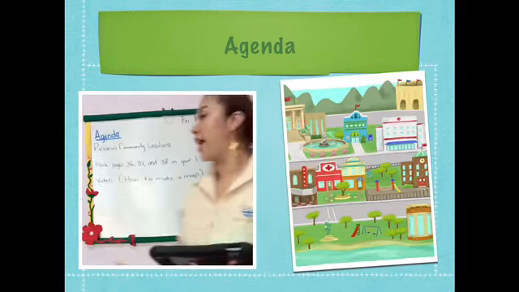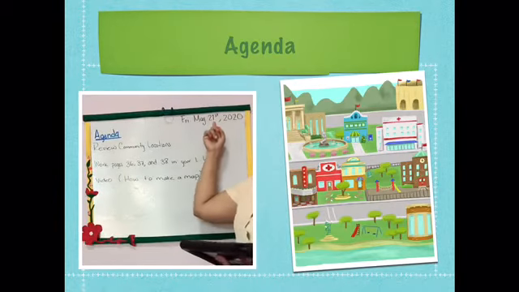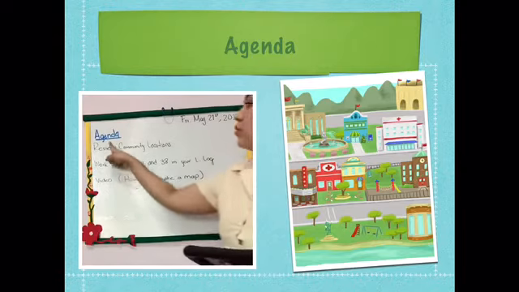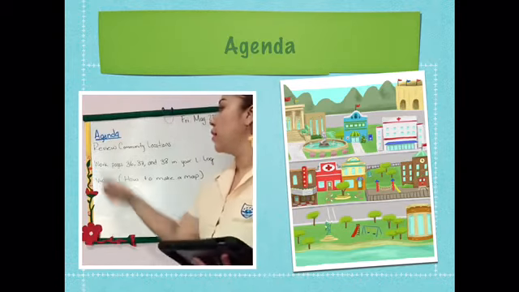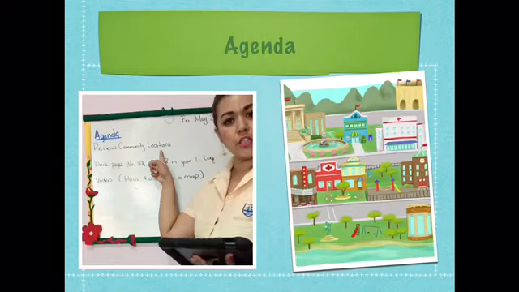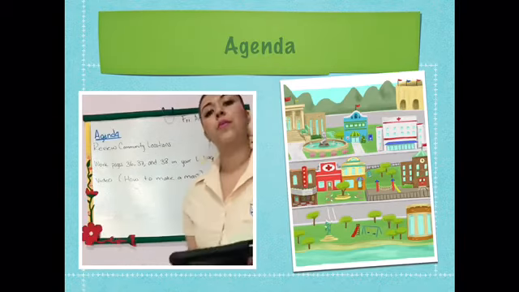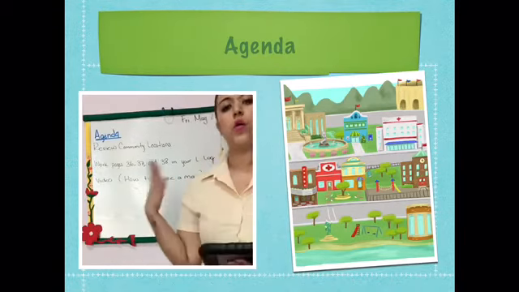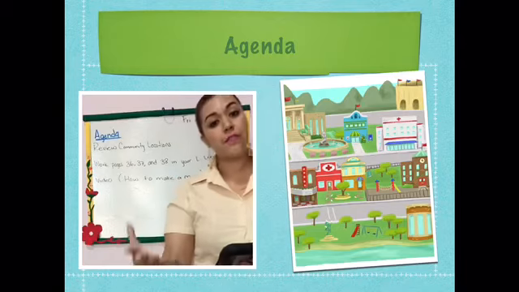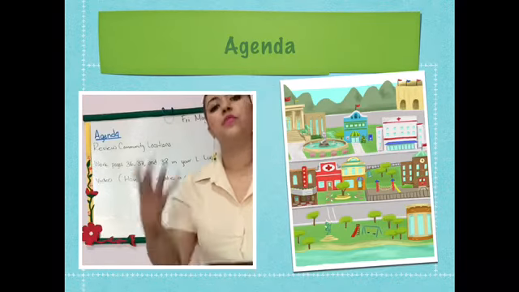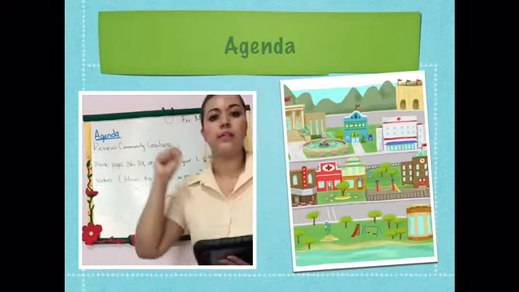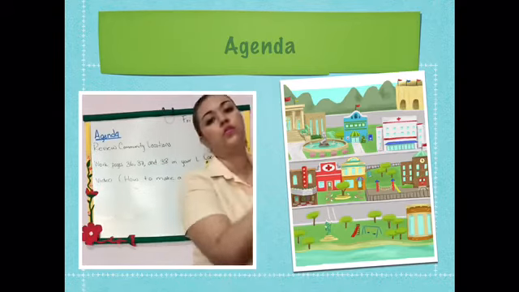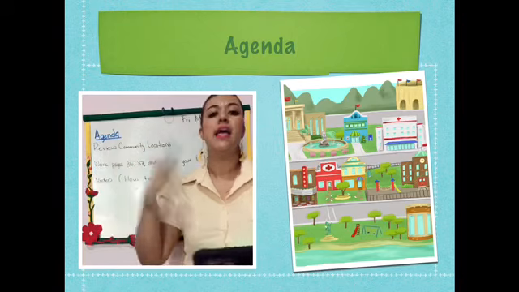Today it's Friday, May 21st, 2020, and today's agenda is review of community locations. We're going to review, remember that we went over community locations and we identified them, and the reason we go to the bakery is to buy bread, the reason we go to Walmart is to buy groceries, and so on.